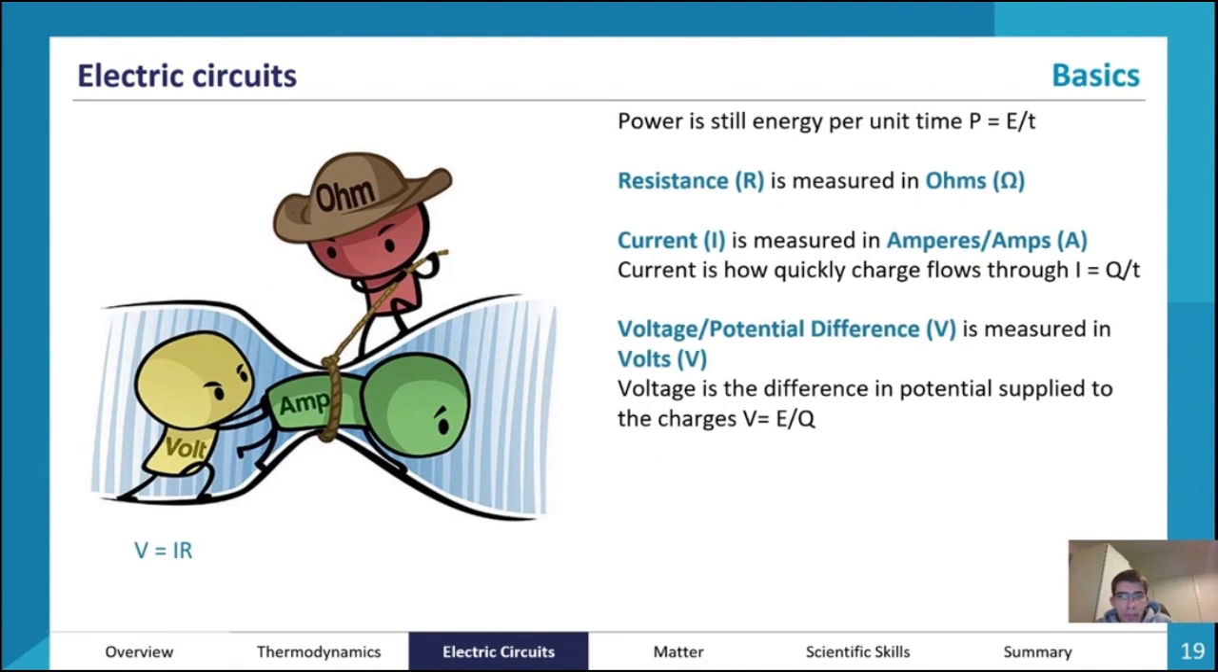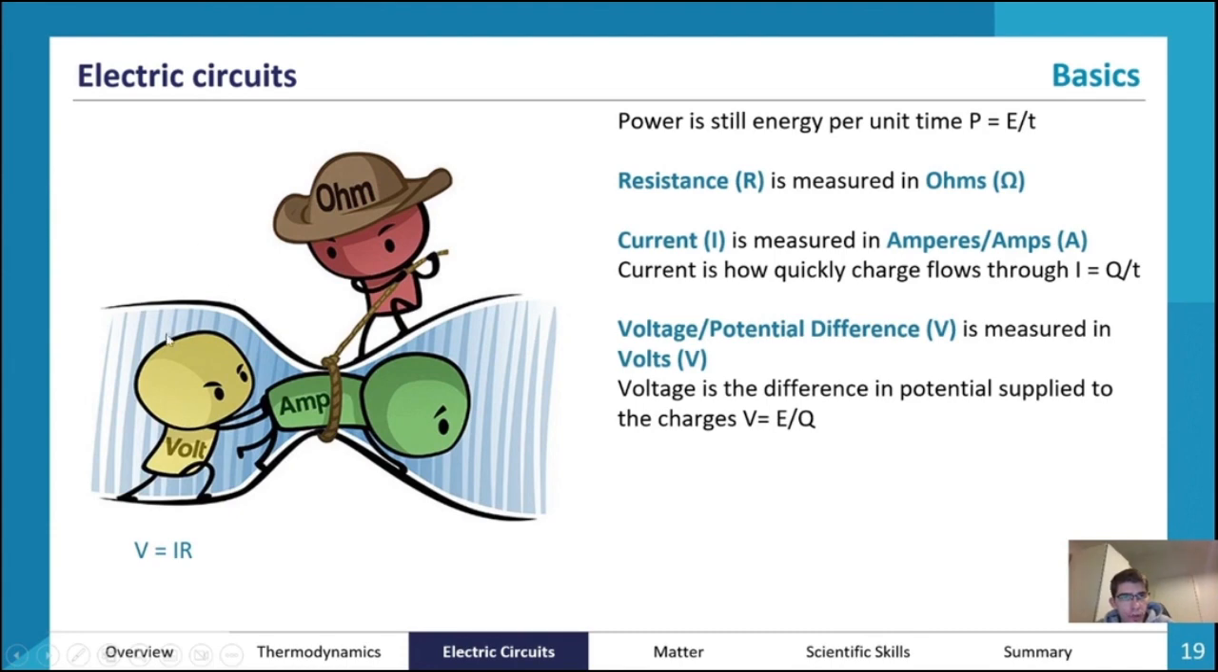Now let's cover the basics for electricity, where some of the basics are that power is energy per unit of time, resistance is measured in ohms, current is measured in amps, and voltage is measured in volts. Voltage is the amount of energy that each coulomb of charge has. Current is the amount of coulombs of charge going through a certain point per second, and ohms or resistance is preventing charge to flow.